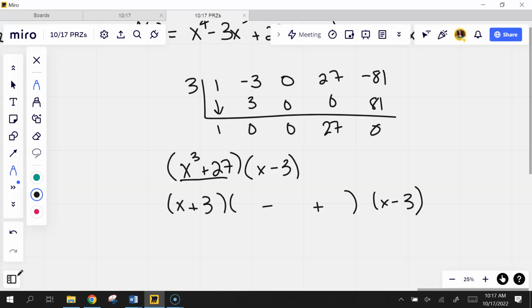Little parenthesis, big parenthesis. Same, change, plus. What times itself three times gives you x cubed? What times itself three times gives you 27? Now use those to fill in the trinomial that follows. x squared, together, square the n. Now it's factored because I can't factor this any further, right?